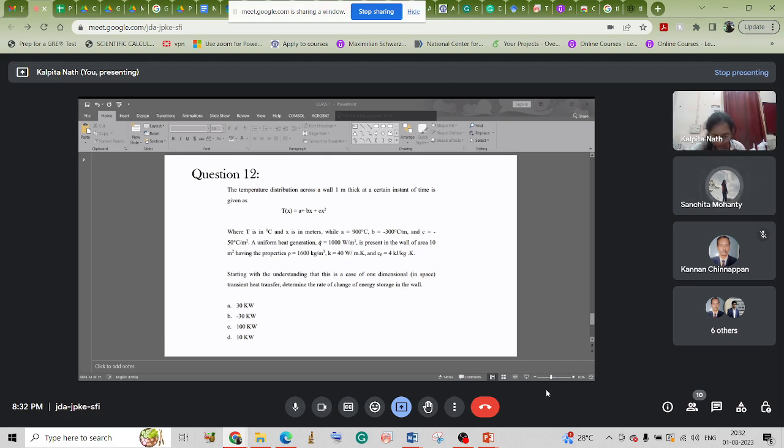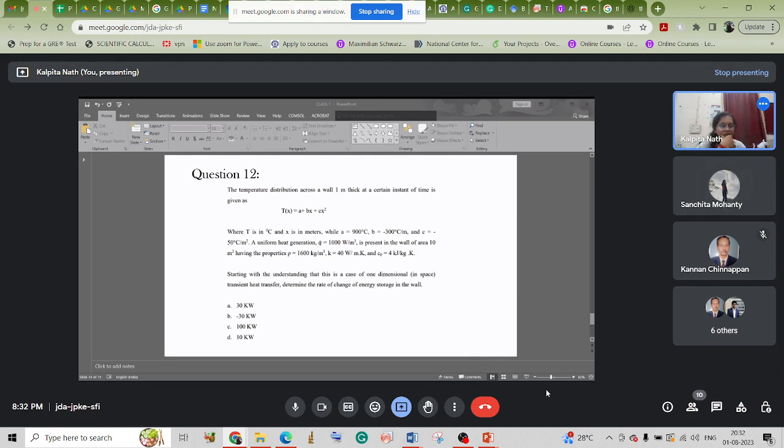Ma'am, that E out will be how much? Just replace x with L. See, the equation for temperature is given, right? And in Fourier's law, it is dT/dx. So you will differentiate it with x, and there will be one value.